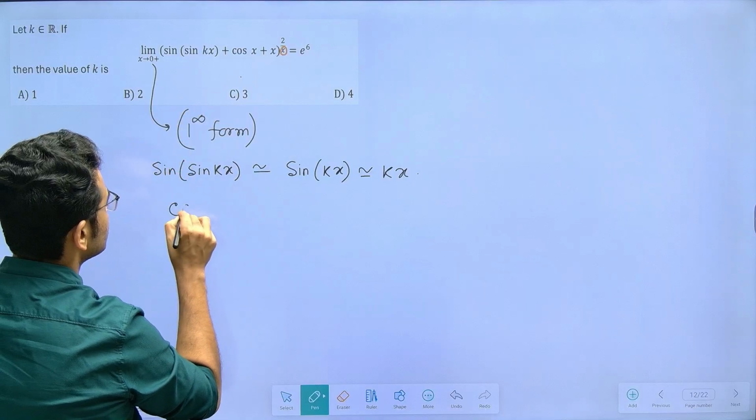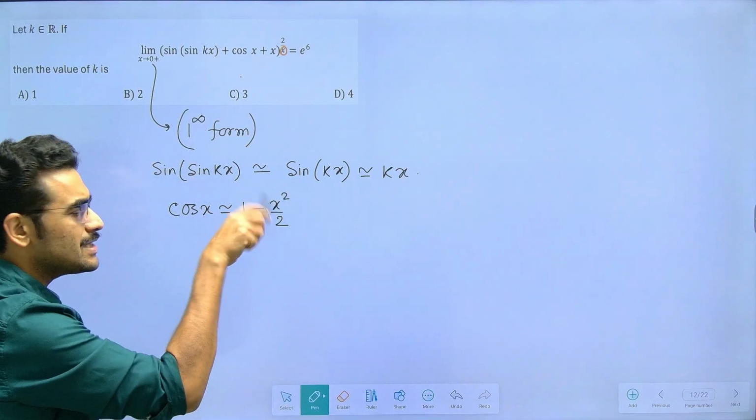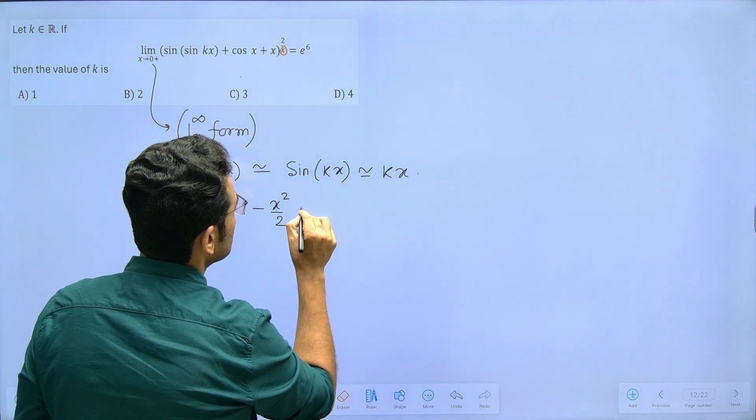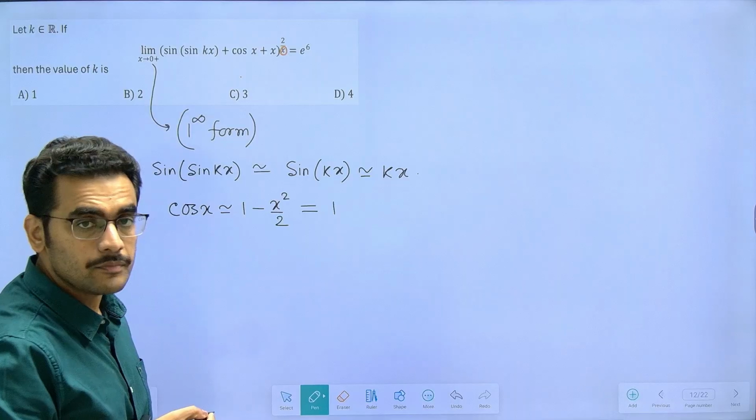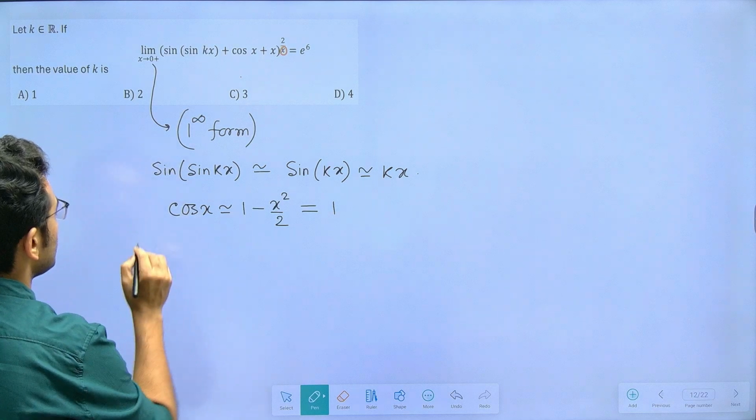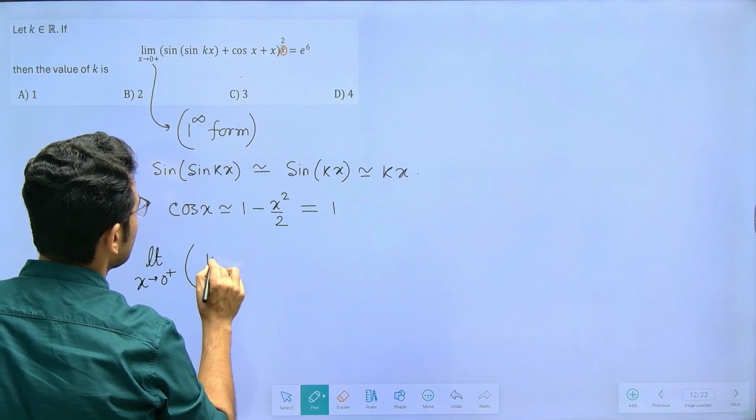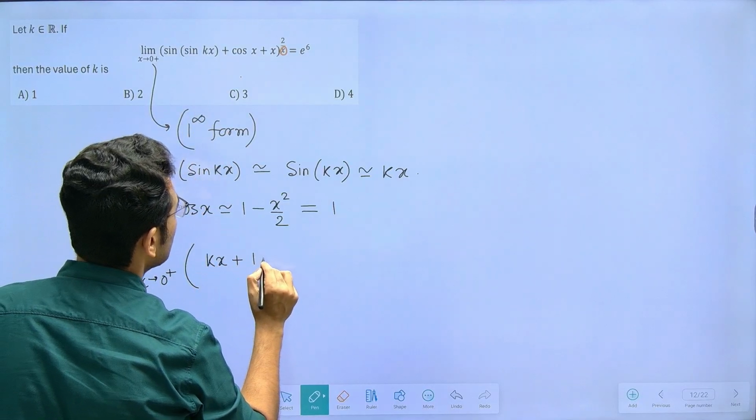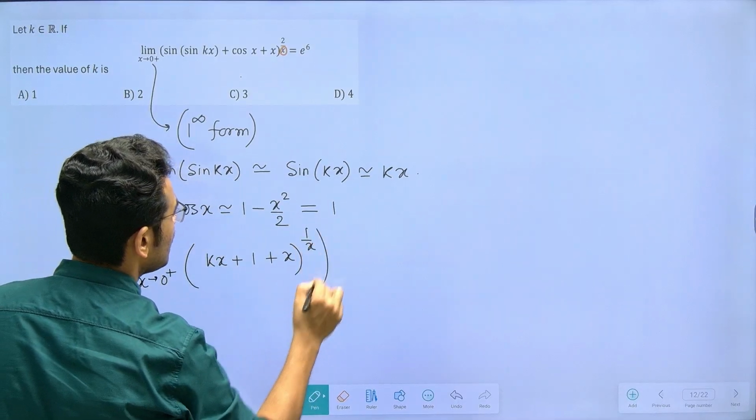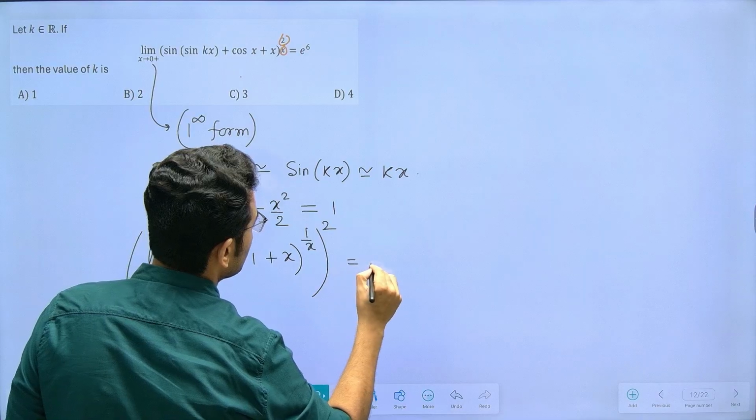Next, cos x is approximately 1 minus x square by 2. So you see that there is no linear term in cos x. That means it is not a problem if we replace cos x equal to 1 in this problem. And we have x, that is already a linear term. So we'll rewrite the limit as x tends to 0 plus of (kx plus 1 plus x) to the power 1 by x, whole square, equal to e power 6.